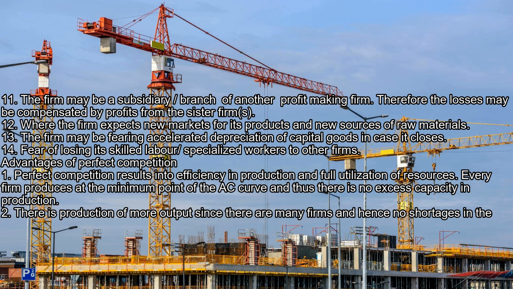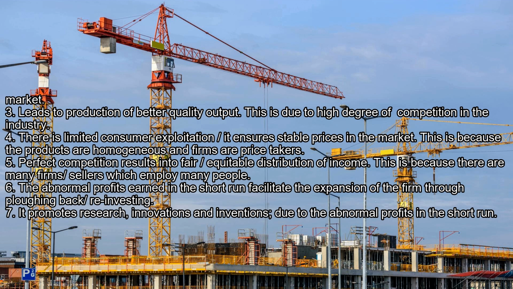Advantages of perfect competition. 1. Perfect competition results into efficiency in production and full utilization of resources. Every firm produces at the minimum point of the AC curve, and thus there is no excess capacity in production. 2. There is production of more output since there are many firms and hence no shortages in the market. 3. Leads to production of better quality output. This is due to high degree of competition in the industry.